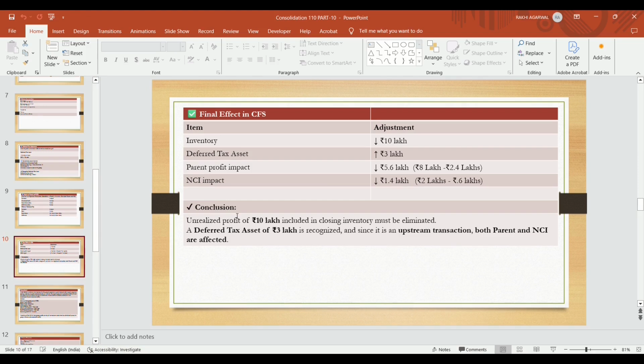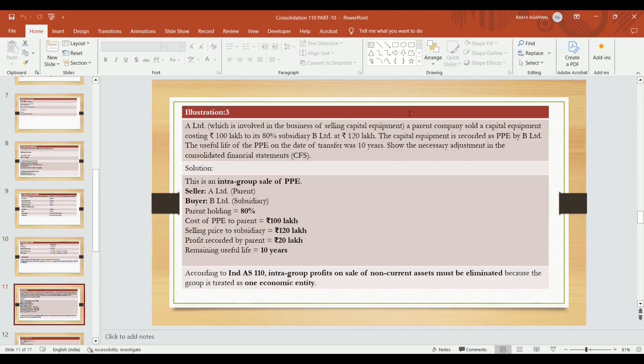Conclusion: unrealized profits of 10 lakhs included in the closing inventory must be eliminated. Deferred tax of 3 lakhs is to be recognized, and since it is an upstream transaction, both parent and NCI are affected. Now illustration 3.